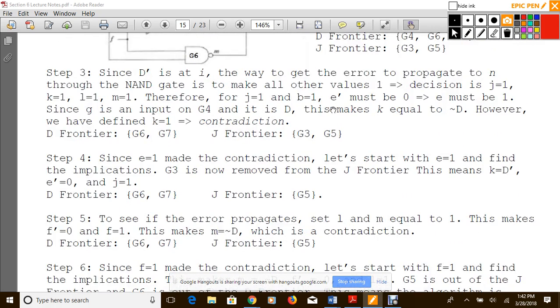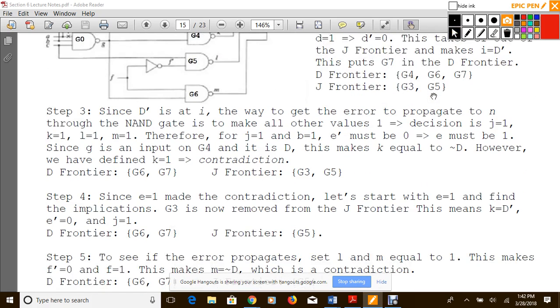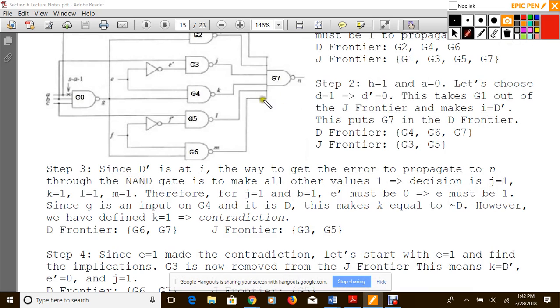So step 5, to see where the error propagates, we have to set L and M equal to 1, right? So we have to set 1 and 1 here. So that means if we have F, C, G bar, right? So if we have C equal to 1, and I need to propagate, so F bar has to be 0, that means F has to be 1. Make sense?